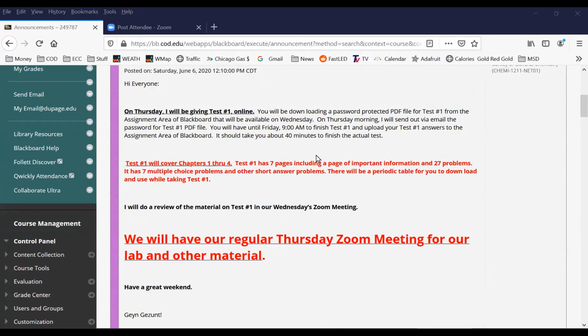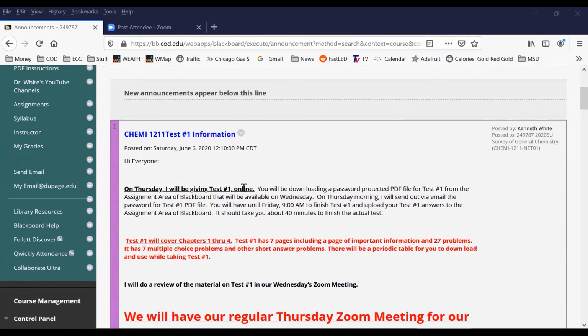Now, the one thing I'll be doing differently for online tests as opposed to if we were in a classroom: the PDF file I'll have on Blackboard will be password protected. Thursday morning about 8:45, I'll send out the password for that PDF file so you can open it. Because some of you have schedules and everything, and technically this is supposed to be an asynchronous course, I will give you until Friday morning to finish test number 1 and upload your answers to the assignment area.